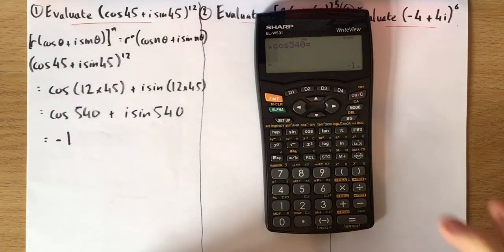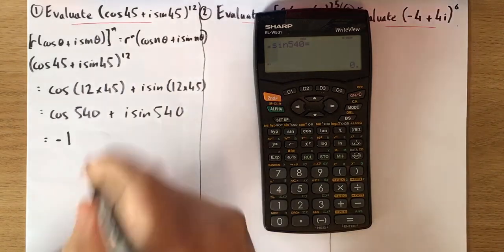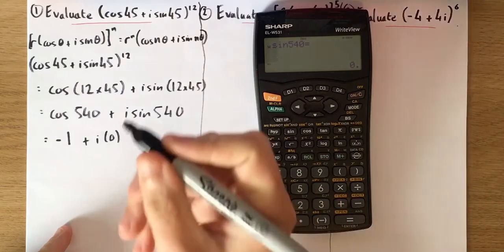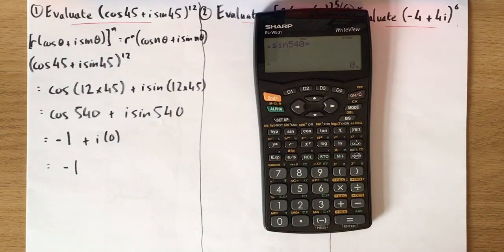I sine 540, so sine 540 then is 0. So plus I times 0. Anything times 0 is just 0. So the cos of 45 plus I sine 45 raised to the power of 12 is just equal to -1.